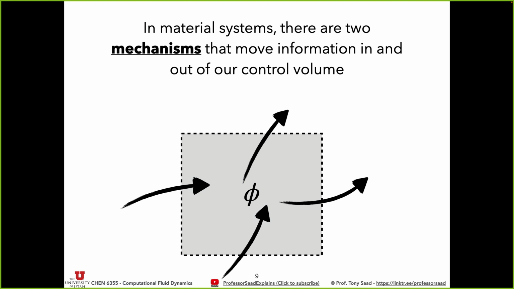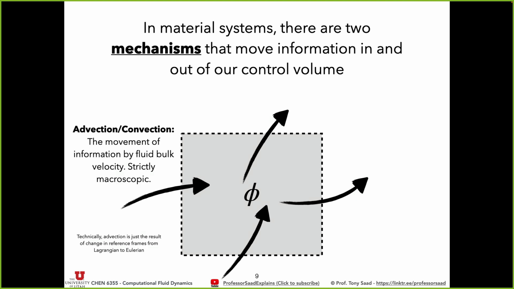There are two mechanisms that move information in and out of any region in space in a material system. The first is called advection or convection. Same word, I'm going to use those interchangeably. And it's essentially the movement of information. Again, information could mean concentration, temperature, mass, pressure, whatever, okay? It's the movement of information by bulk fluid velocities.